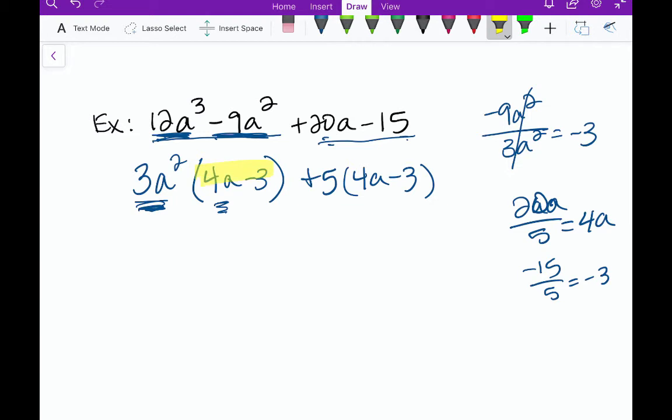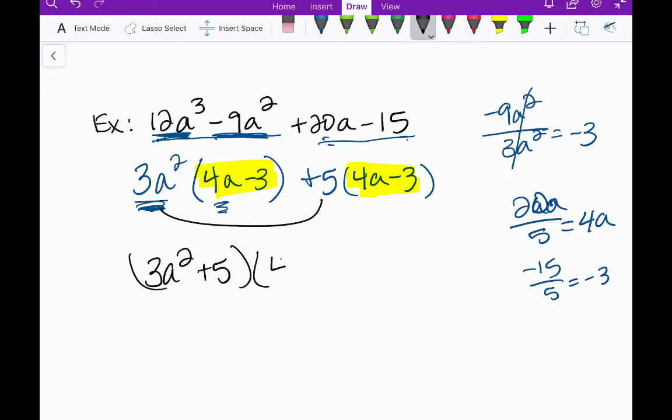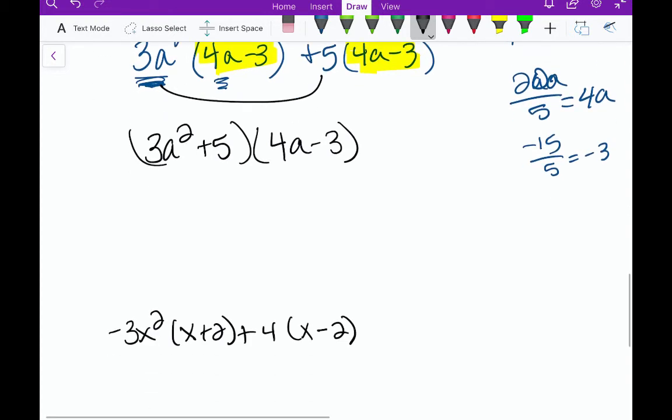So what do we notice? We notice that, again, those are matching terms. So my final answer is going to be 3a squared plus 5. Okay, so I group that with that, times what they have in common, 4a minus 3. So that is how you factor by grouping.